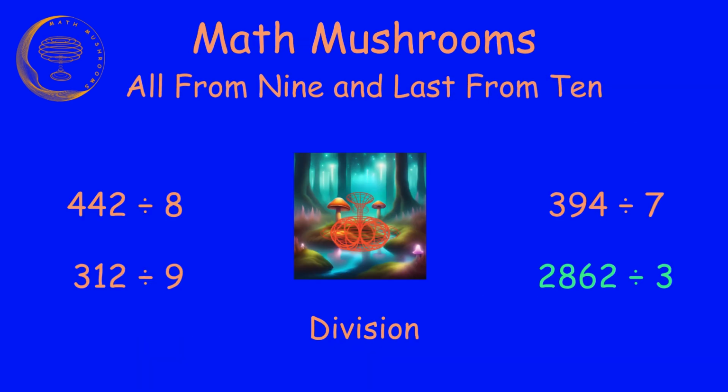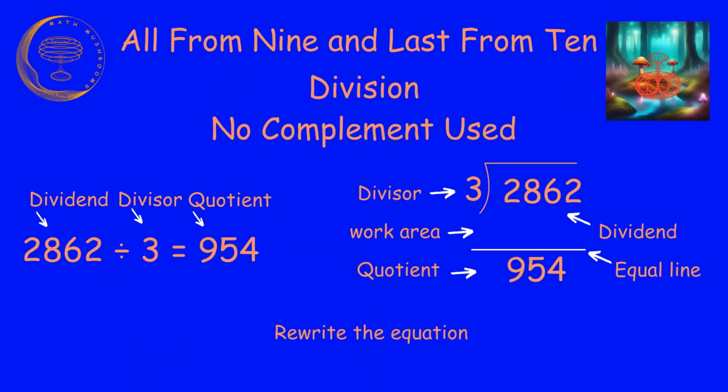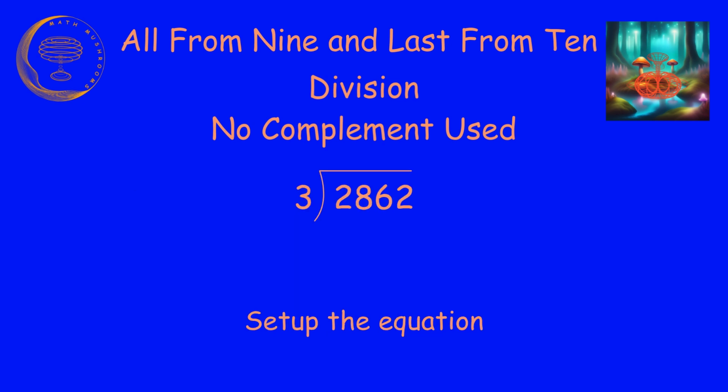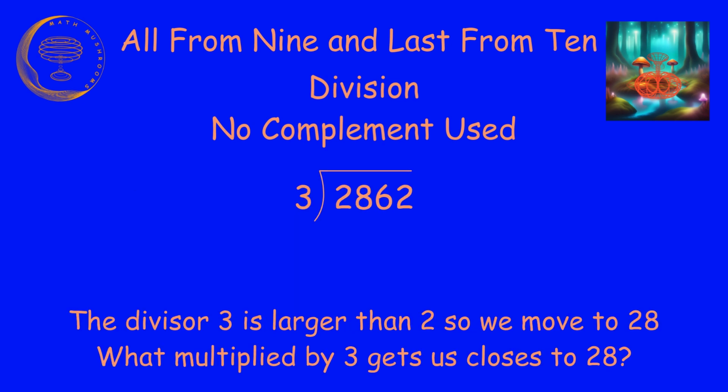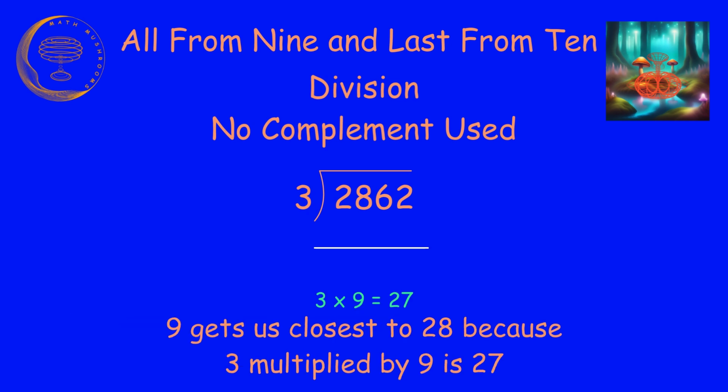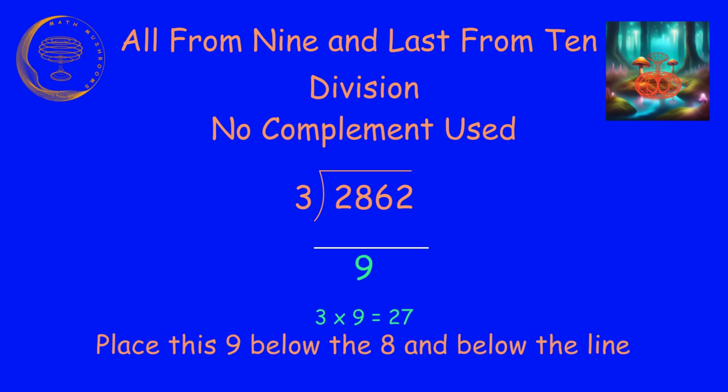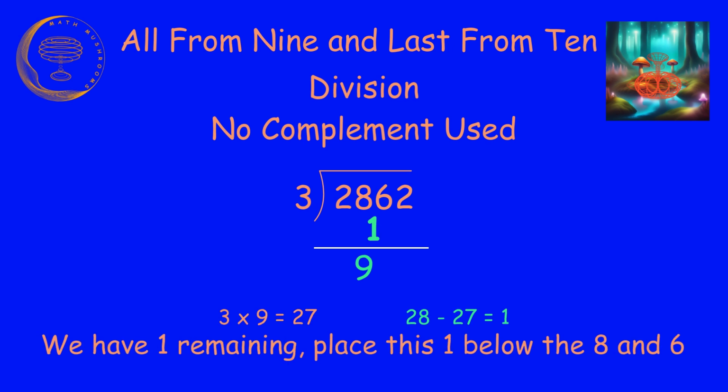We now divide 2,862 by 3. For this equation, we will not use a complement, so we do not need a base. The divisor 3 is larger than the 2 in the dividend, so we take 3 into 28. 9 times 3 will give us 27 with remainder 1. So place a 9 below the line under the 8. The remainder 1 is placed in the work area above the line between the 8 and 6.